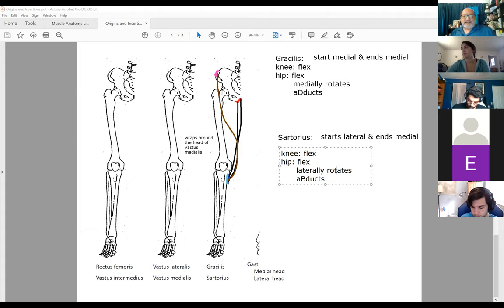For the gracilis, notice it's also flexing the knee and flexing the hip, but it's bringing the leg inward. Anyone have a good mnemonic to help us remember that one?